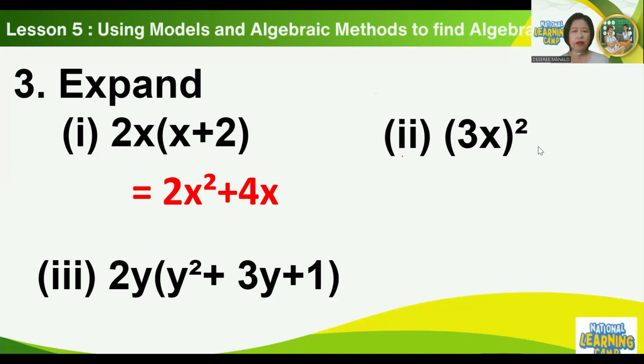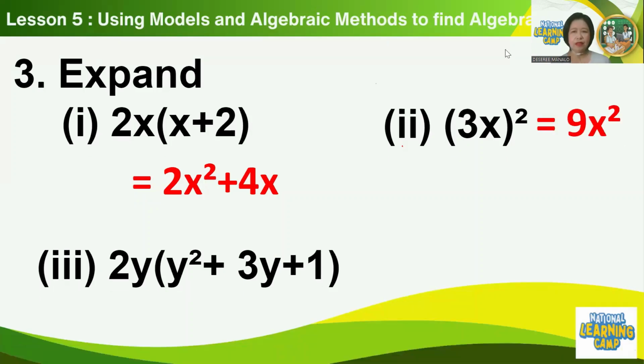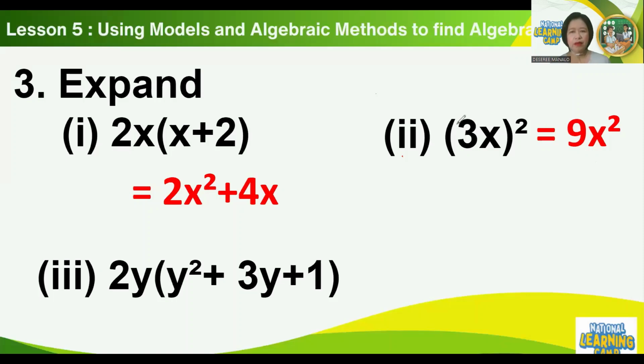Next, the square of 3x, we have 9x squared. So why 9x squared? The square of 3 is 9, so 3 times 3 is 9. The square of x, or x times x, is x squared.